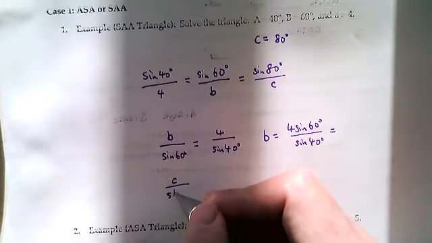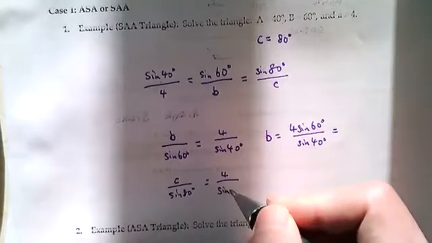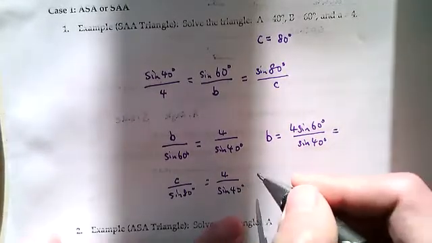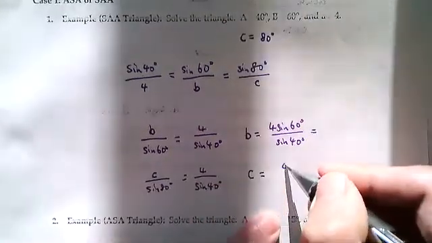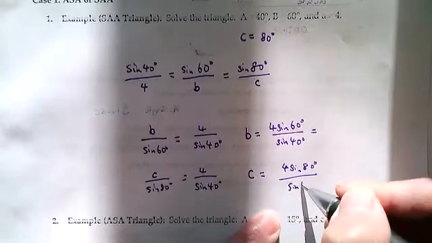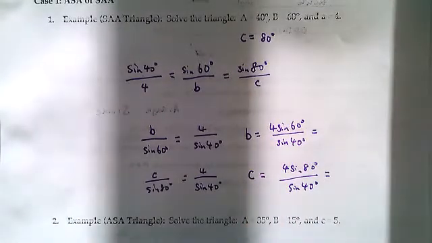So C over sine 80 is equal to 4 over sine 40. C equals 4 times sine 80 over sine 40. That's it.